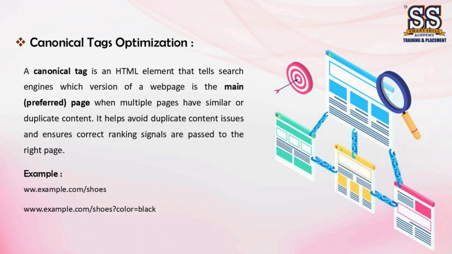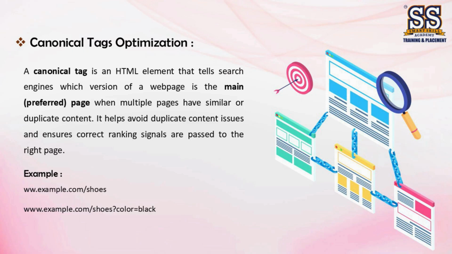www.example.com/shoes. Now, if a user filters for black shoes, the URL might change to www.example.com/shoes?color=black. Even though the URL is different, the content is essentially the same. By using a canonical tag on the filtered page that points back to the main shoes URL, you're telling Google, hey, this is just a variation, please count the credit toward the main page. By mastering canonicalization, you prevent internal competition and keep your site's SEO healthy and organized.